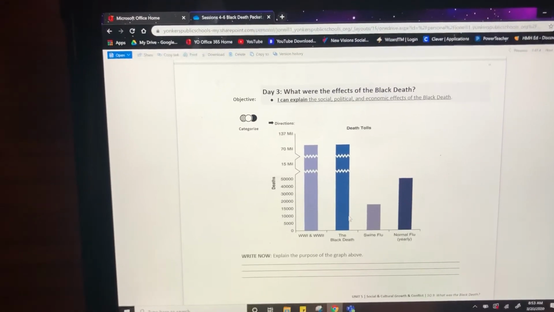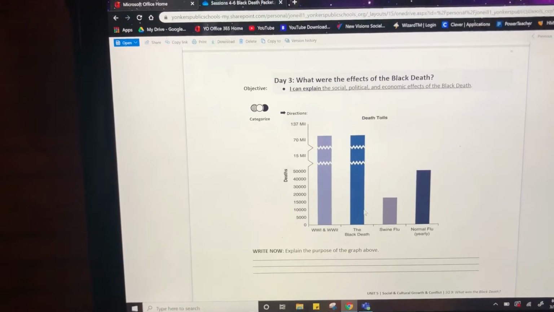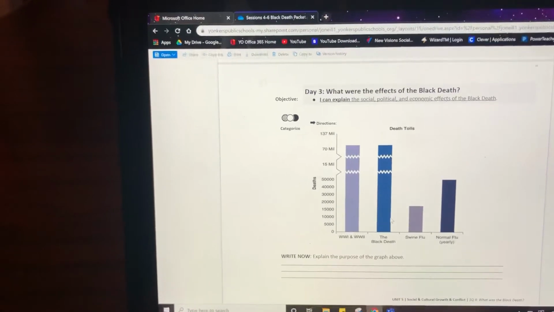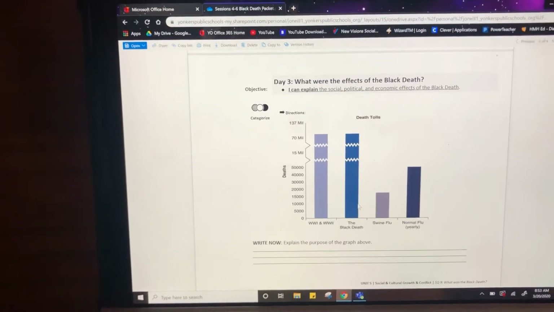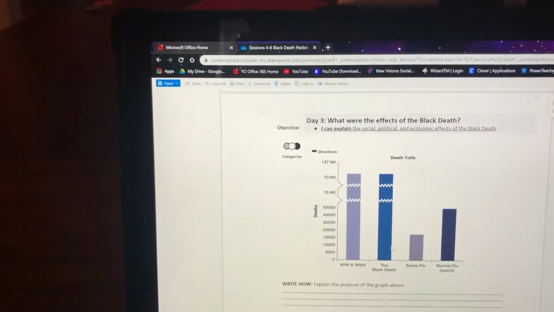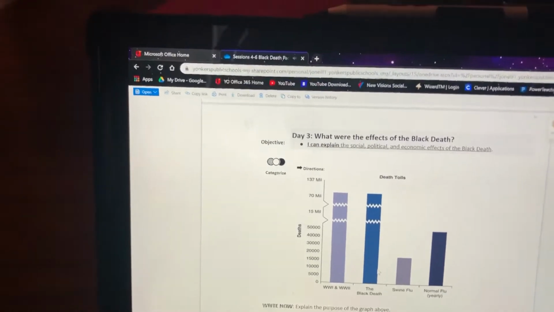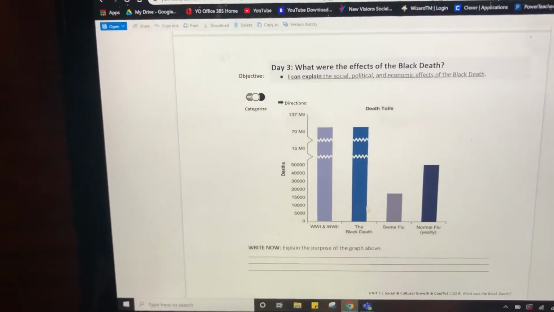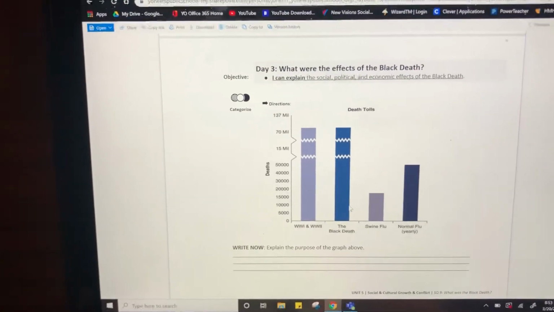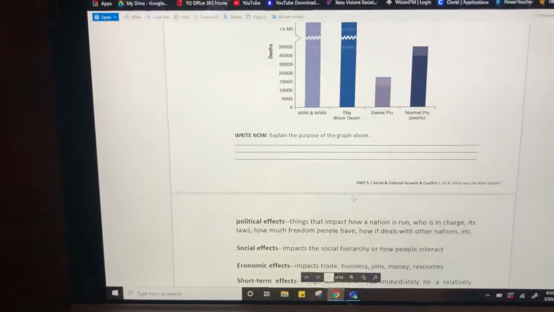So we're going to start out by looking at this graph right here, and the question is, explain the purpose of the graph above. Now, of course, author's purpose or purpose for a document is a Regents-style question. So this is good practice for your Regents. You're going to explain the purpose of the graph above in your own words, and that's how we'll start out the lesson.